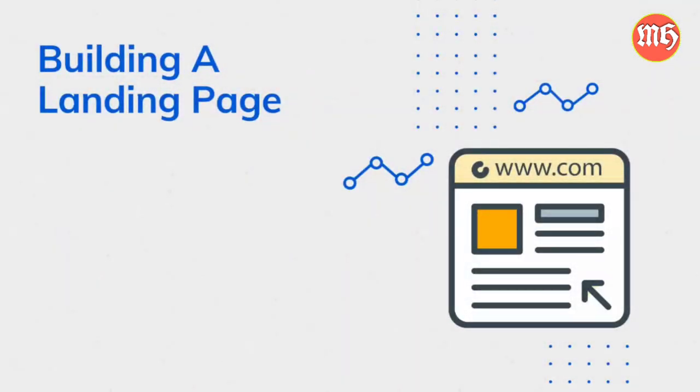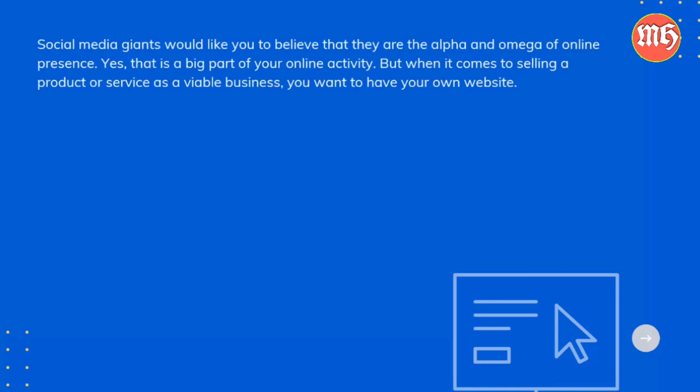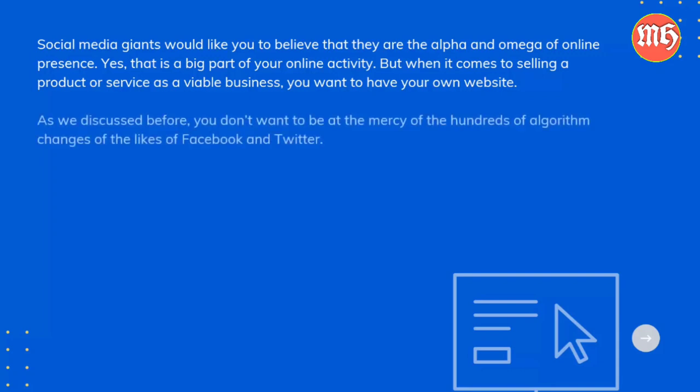Building a landing page. Social media giants would like you to believe that they are the alpha and omega of online presence. Yes, that is a big part of your online activity, but when it comes to selling a product or service as a viable business, you want to have your own website. As we discussed before, you don't want to be at the mercy of the hundreds of algorithm changes of the likes of Facebook and Twitter.